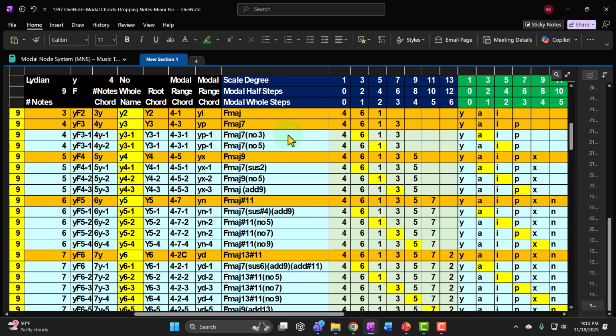Now, if we go to something other than the major scale, but also still a major mode, like the Lydian, we have a little bit more complexity because there's a deviation from the major scale on the 11 here.